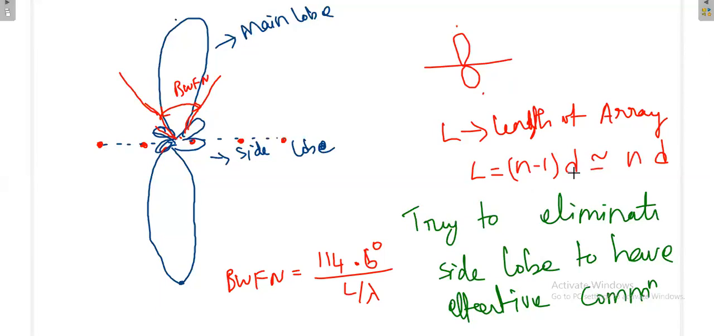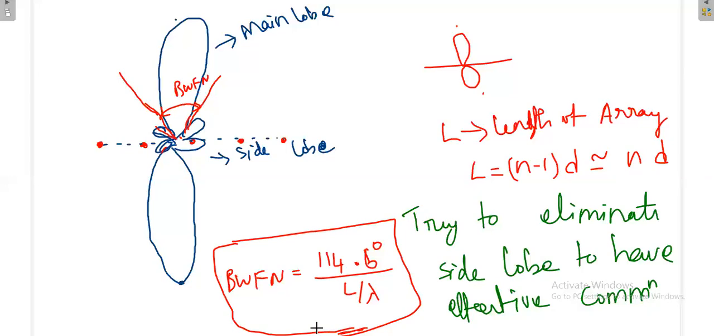Because d is the distance between the elements. If you have n elements, you will get n minus 1 spacings. So (n minus 1) d is the length of the array axis. If the number of elements is large, then you can approximately take it as nd also. And again, this is the formula for beam width between the first null in the case of a broadside array. So the next one is the end fire array.